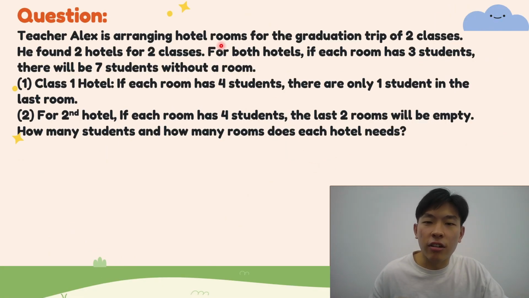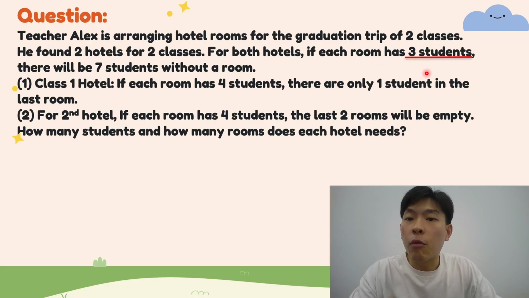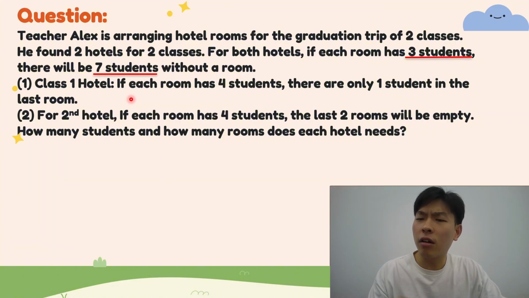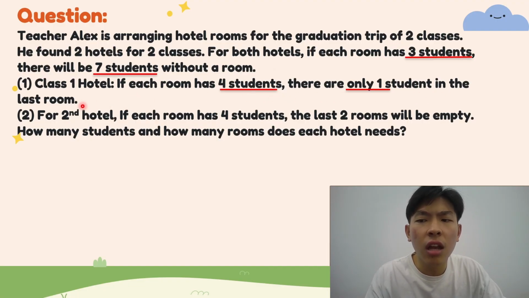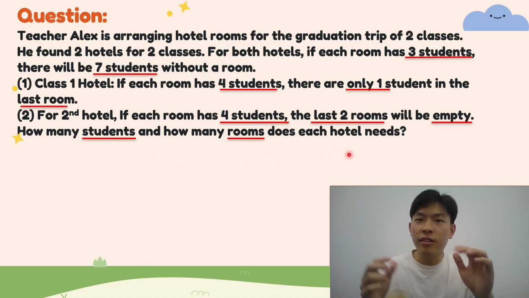Teacher Alex is arranging hotels for the graduation trip of 2 classes. He found 2 hotels for the 2 classes. For both hotels, each room has 3 students, and there will be 7 students without a room. For the class 1 hotel, if each room has 4 students, there is only 1 student in the last room. For the second hotel, if each room has 4 students, the last 2 rooms will be empty. So how many students and how many rooms does each hotel need?